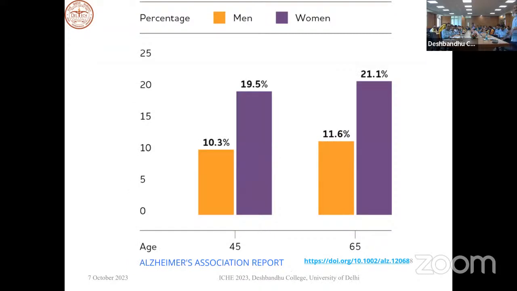If you compare male and female, this is for the female part and this is for the male. So even at the age of 45 or at the age of 65, the ratio is double. Females are more prone to get affected by Alzheimer's disease than males.